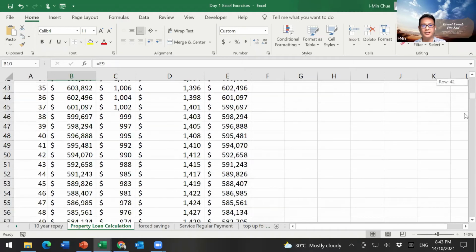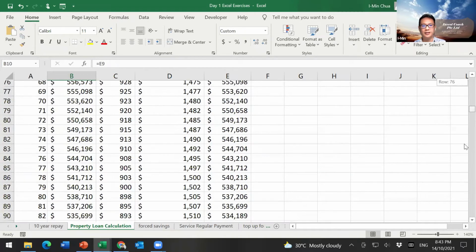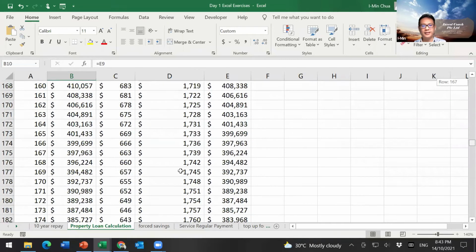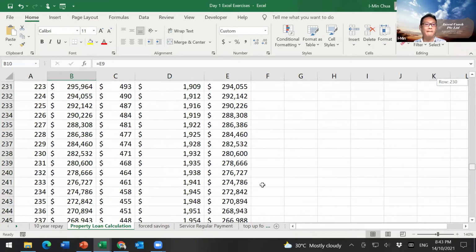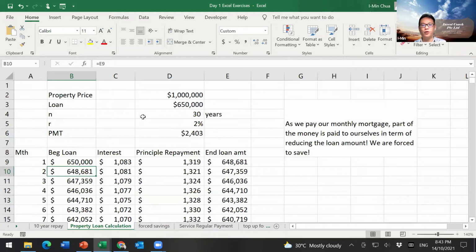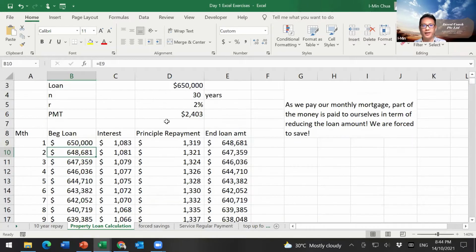As you can see, 30 years later, or 360 months later, very nicely you will fully pay off the property. And of course, if, for example, you rent this property out, you actually get the rental of 2,005. Basically this 2,403 won't be from your pocket, it's from your tenant. Then what's going to happen? Your tenant will actually help you pay this payment.